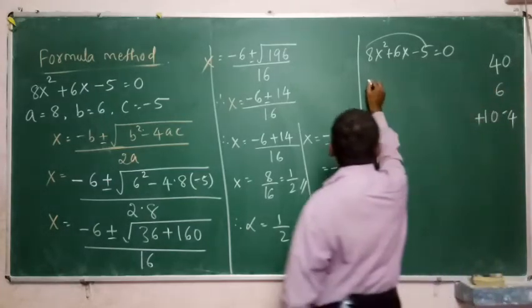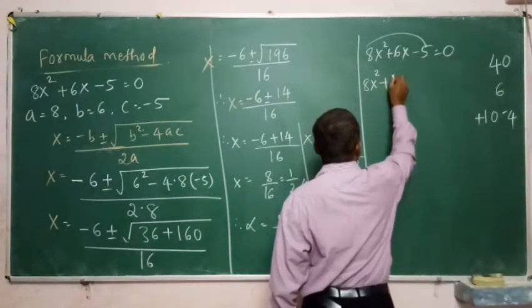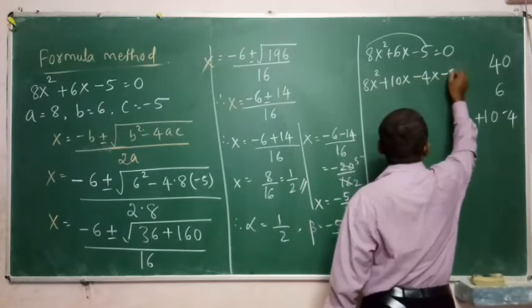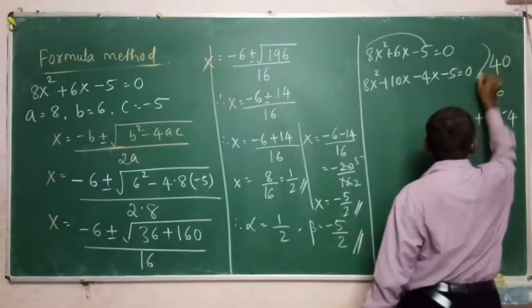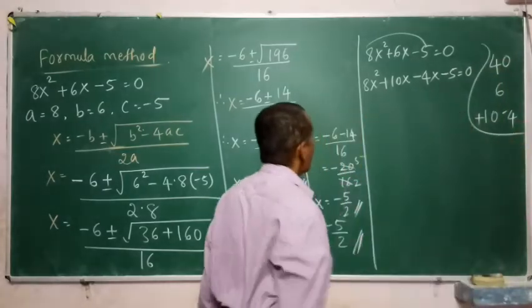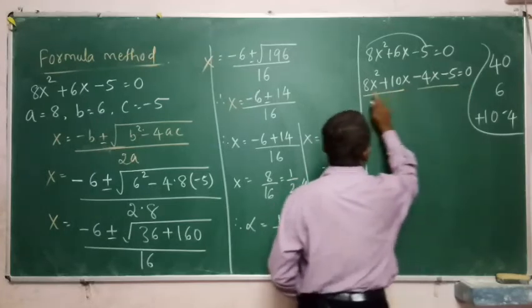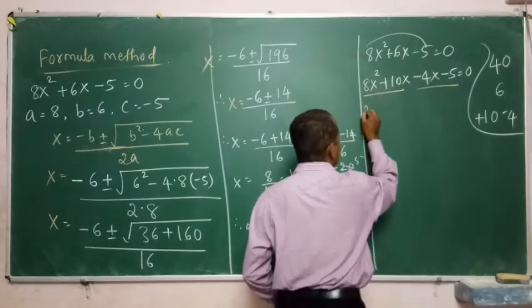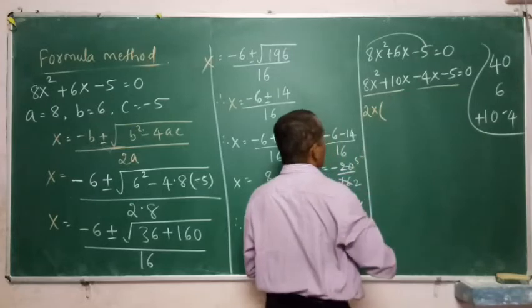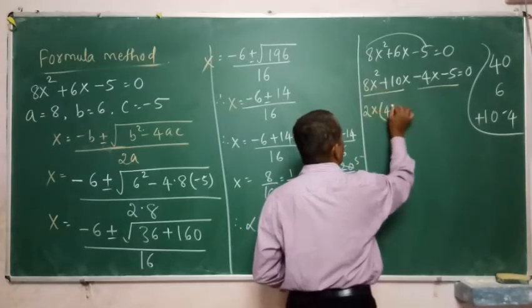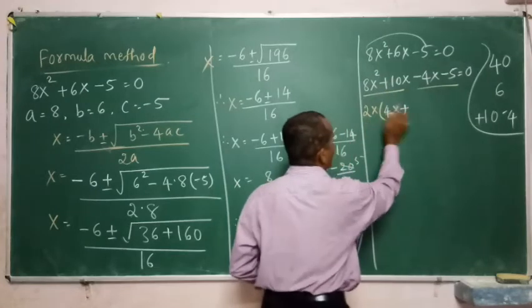Come on. 8x square plus 10x minus 4x minus 5 is equal to 0. Now it is grouping. What can I take as a common factor? 2 I can take as a common, and x as a common, into the bracket. 2 fours are 8, so 4x plus 2 fives are 10.